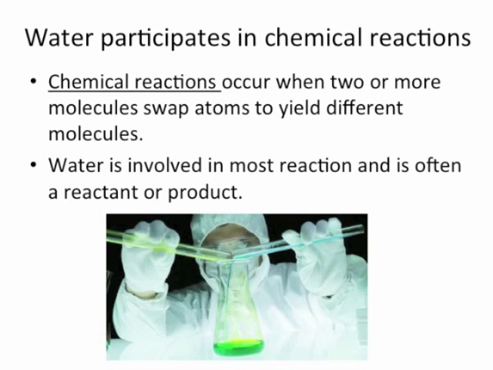So a chemical reaction is when two or more molecules swap atoms somehow. They rearrange themselves and make up new molecules, so they yield different molecules. Water is involved in most reactions and is often a reactant or a product. We're going to be spending entire chapters talking about two reactions: photosynthesis, where water is a reactant in that process, and then cellular respiration, where water is a product of that reaction. Those are two of the major reactions that occur in living organisms.